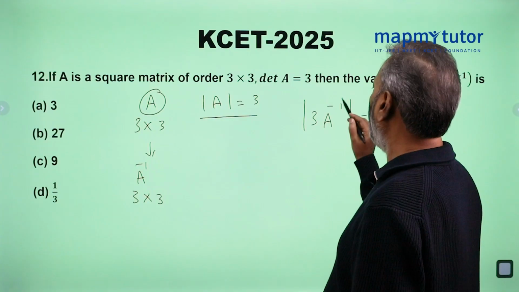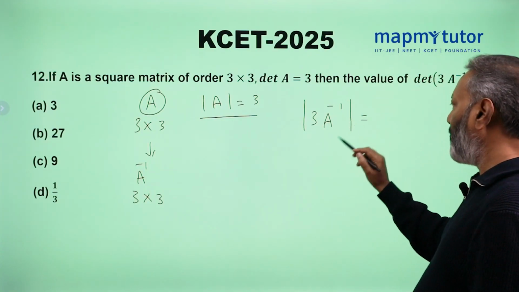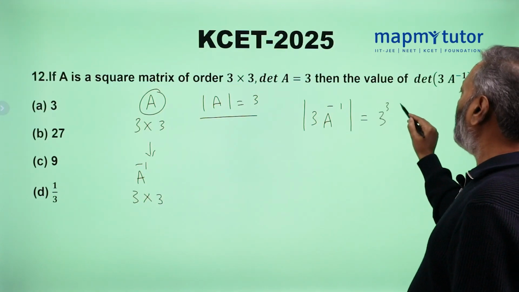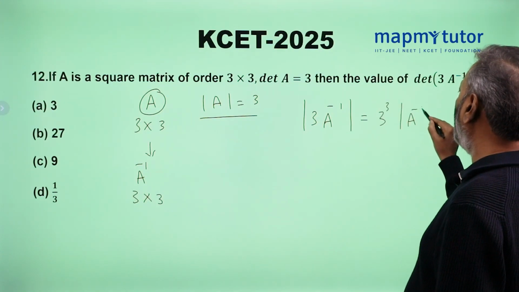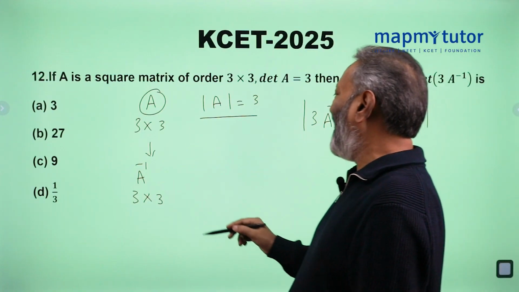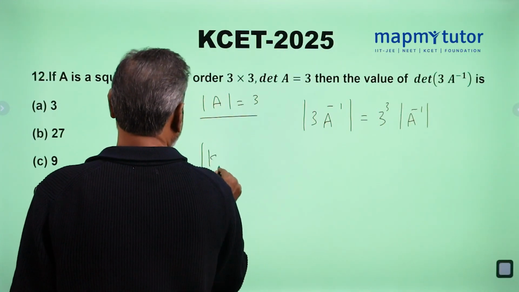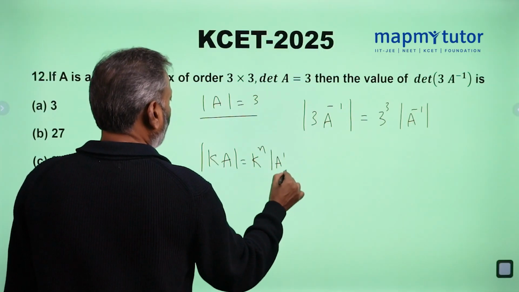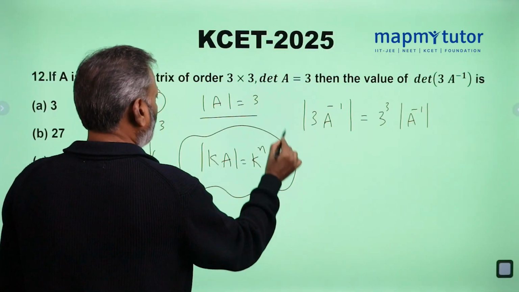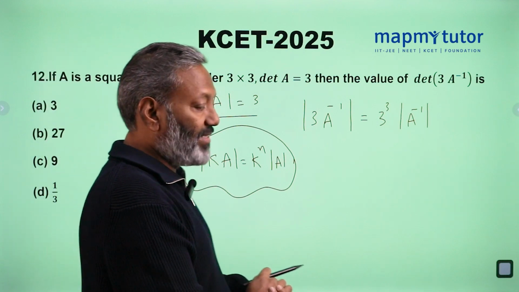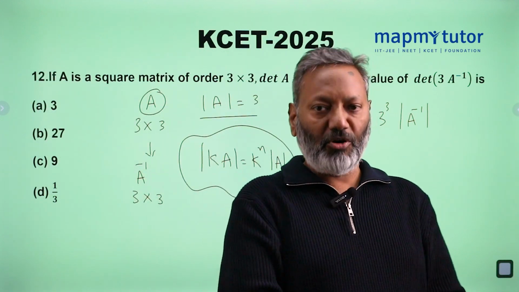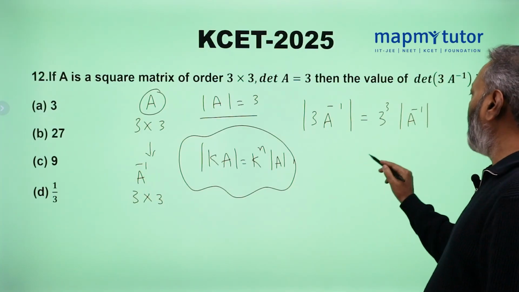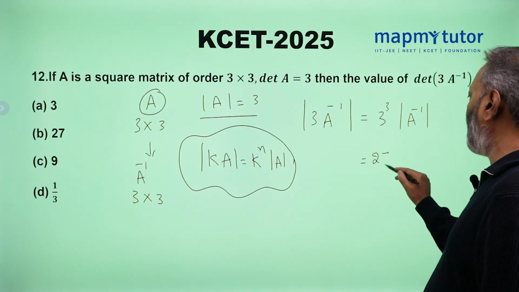Now, using that, coming back to the determinant property, det of 3 into A inverse can be written as 3 cube times det of A inverse. Why? Because det of k times A is always equal to k power n times det A. This is the basic property, where n is the order of the matrix A. If A is n cross n, okay? So here A inverse is 3 cross 3. Therefore, I should get 3 cube out, which is 27.